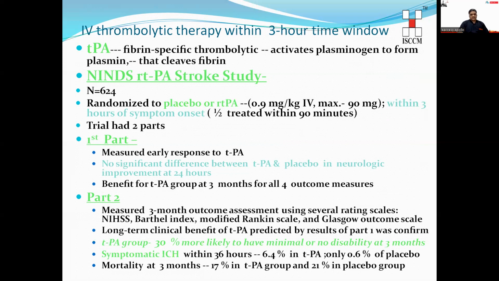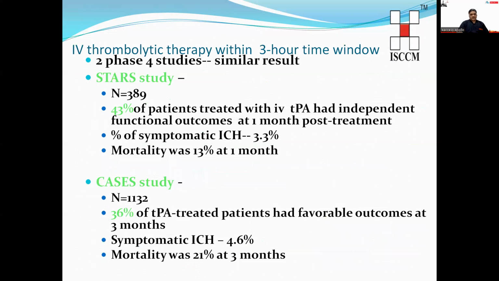Symptomatic ICH within 36 hours was 6.4% in the tPA group and only 0.6% in the placebo group. Mortality at 3 months was 17% in the tPA group and 21% in the placebo group. IV thrombolysis within 3 hours was studied in 4 studies with similar results. The STARS study included 389 patients: 43% of patients treated with IV tPA had an independent functional outcome at 1 month post-treatment, symptomatic ICH was 3.3%, and mortality was 13% at 1 month.